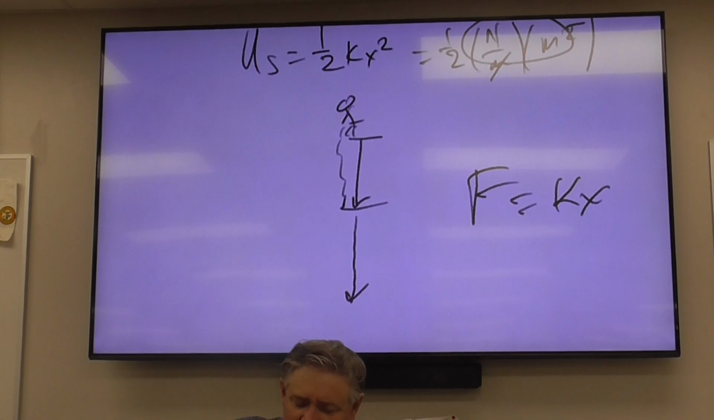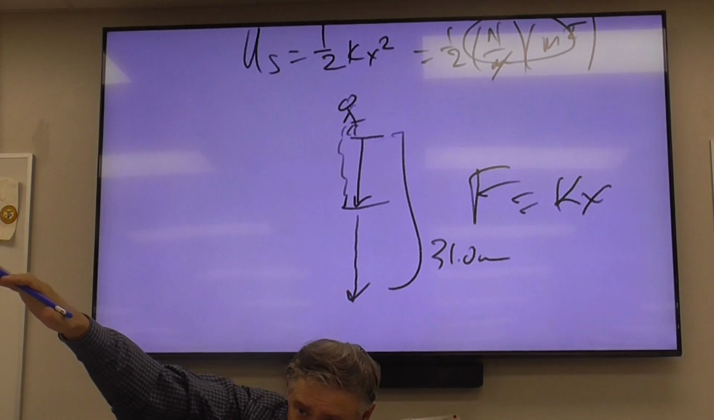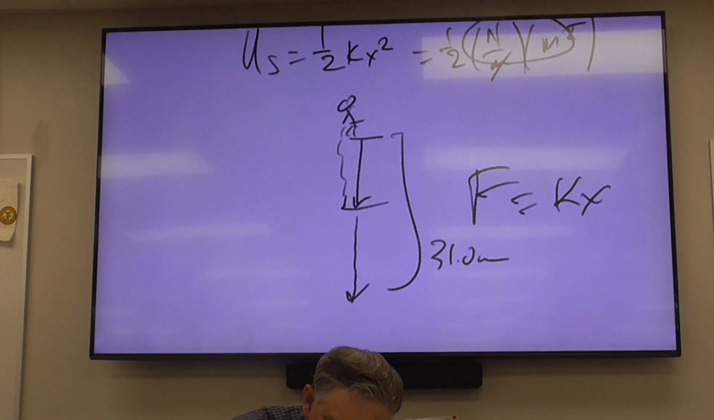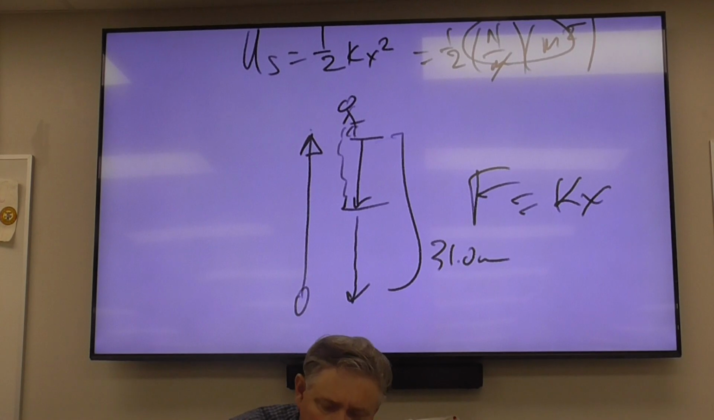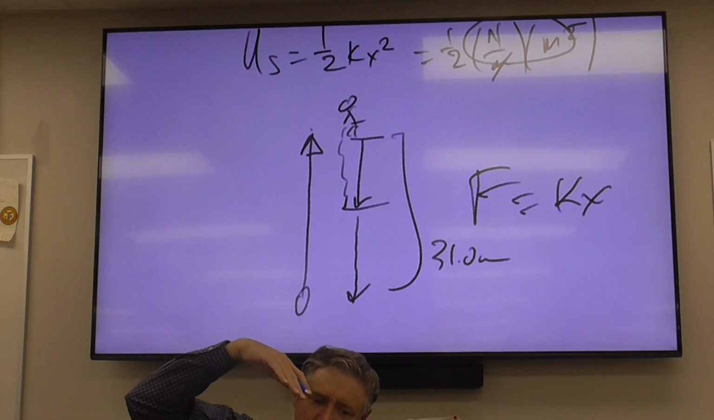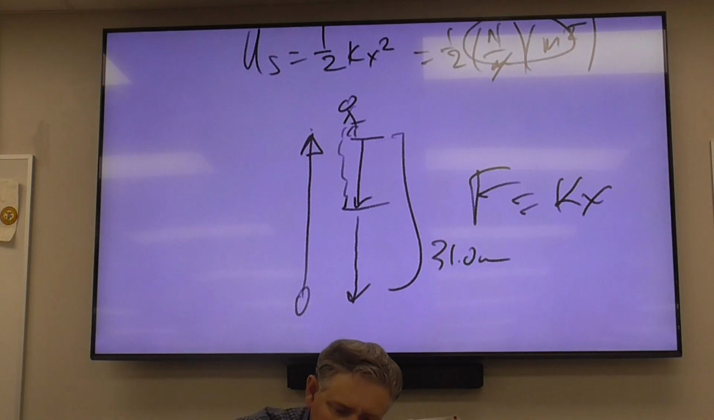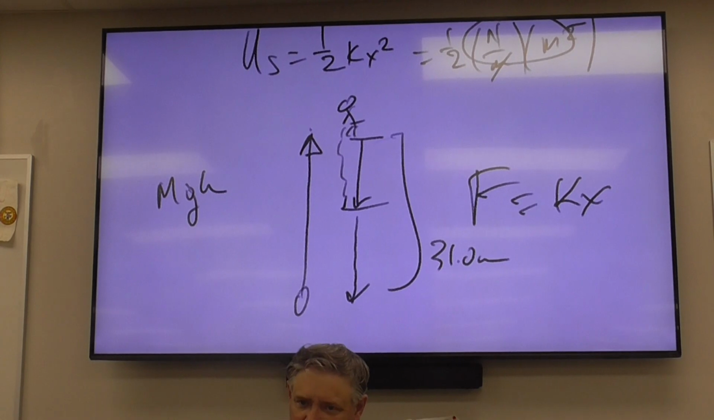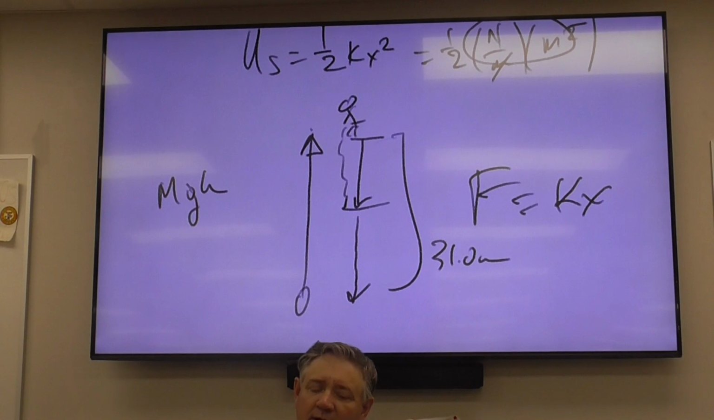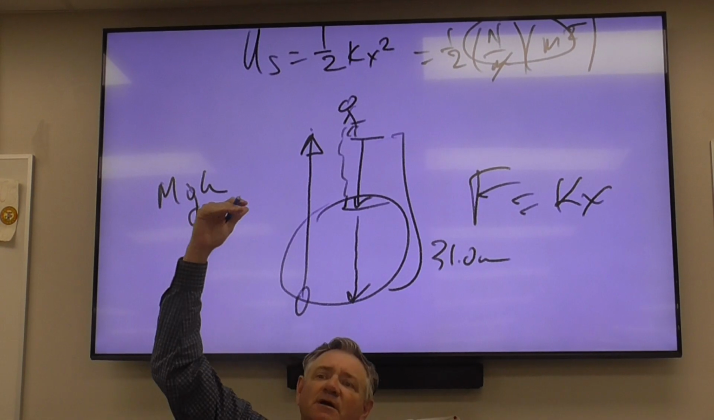So, here's the easiest way to approach this problem. You end up 31 meters below the deck. So the easiest way to do this is to think backwards and say, okay, how much UG would I store if I went from 31 meters up to the bridge deck? That's going to be MGH. Now, that has to equal the energy stored in the spring.